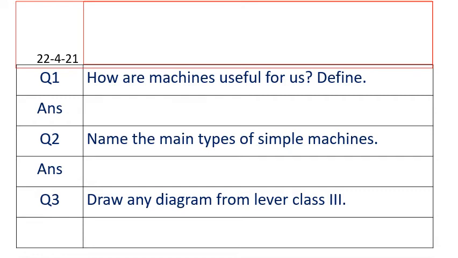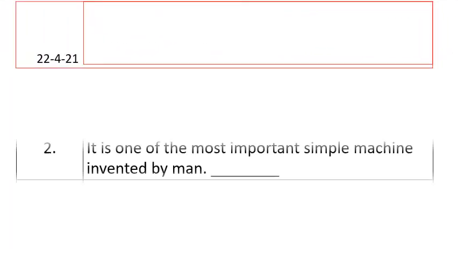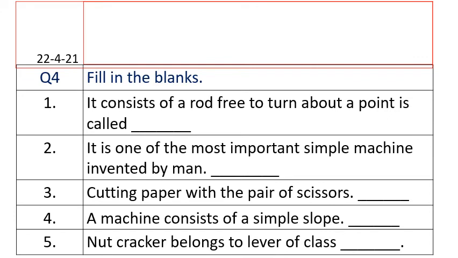Then your question number 3 would be written. In question 3, what you need to do is draw any diagram of a lever of class 3. If you see levers of class 3, we have a few examples in your book, right? So you can draw any diagram of a lever of class 3. After writing the 3 questions, you will write question number 4, that is, fill in the blanks.